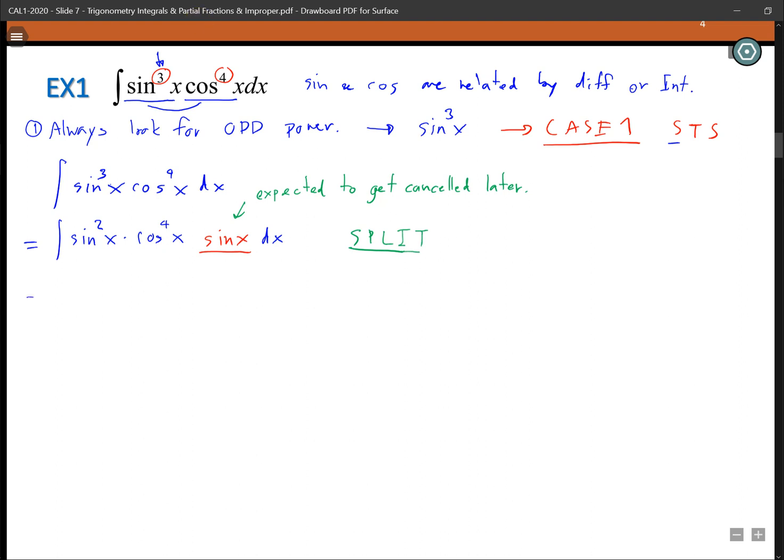Okay, now the next thing we are going to do is to apply the T step, which is the transform. In this case, we want to transform this sine of x squared to cosine. In order to do that, we want to use this trig identity, sine of x squared equals 1 minus cosine of x squared. And this is the second step, which is the transform.